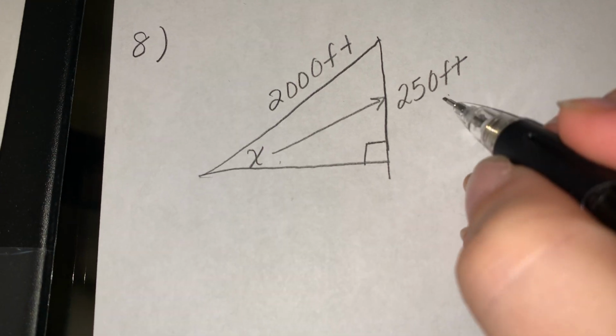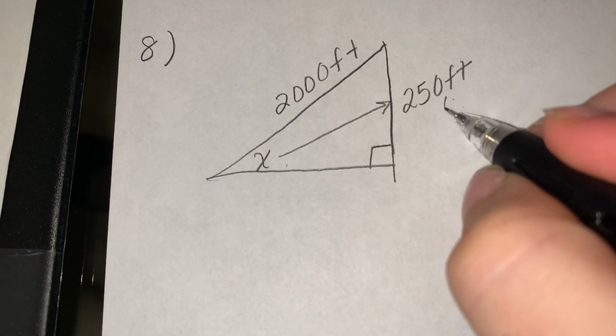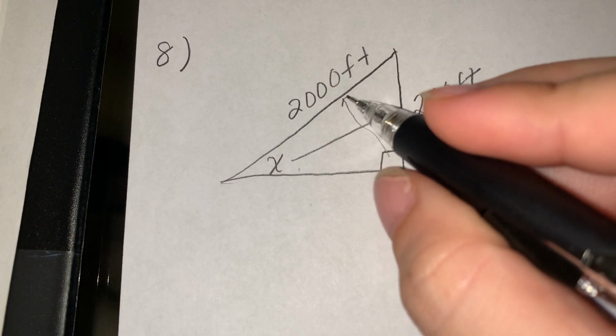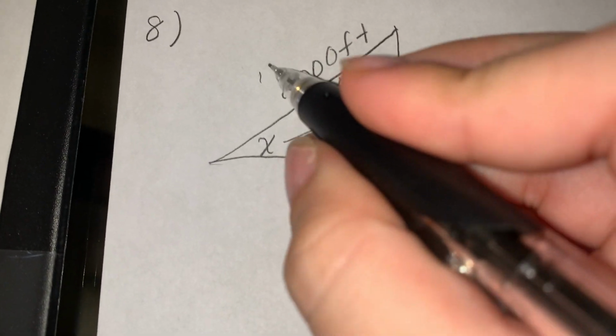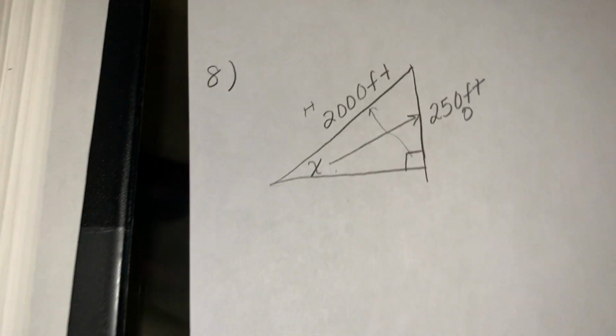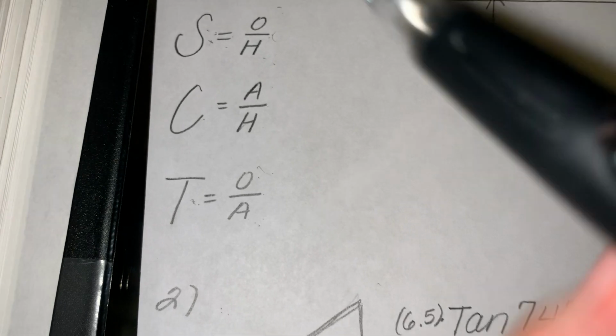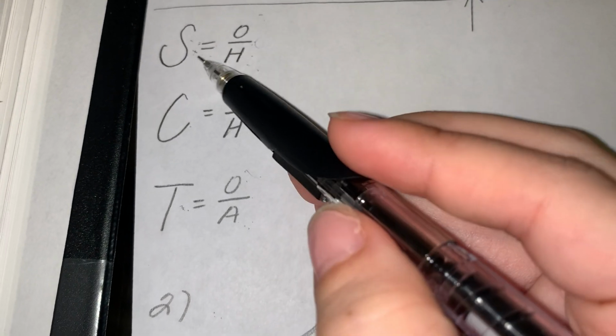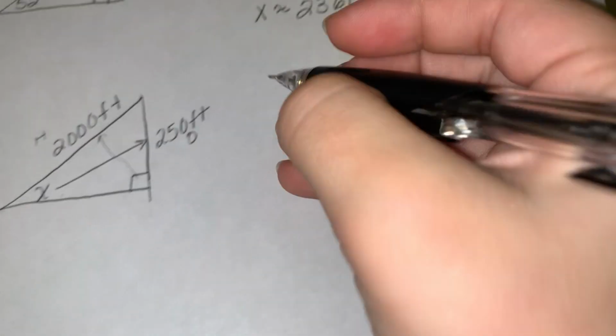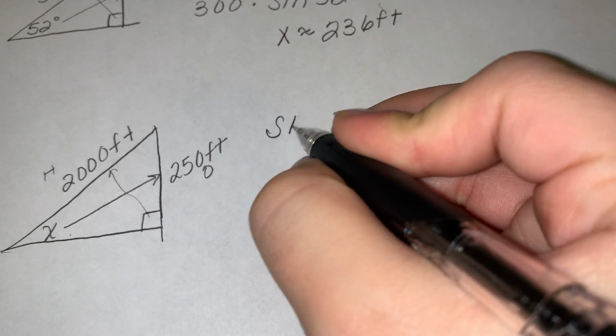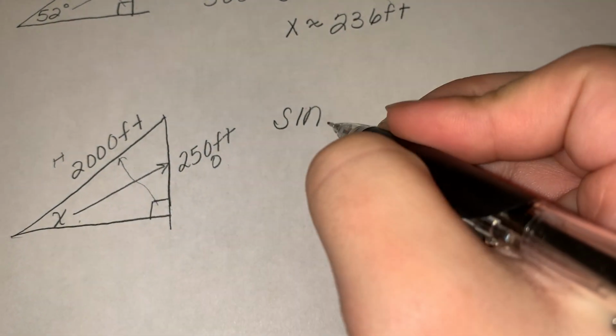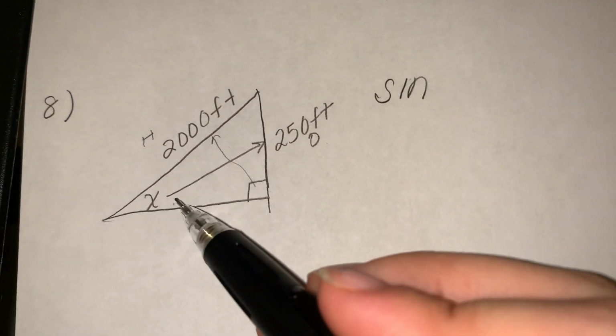So this right here is across, meaning this is my opposite. And hey, again, they give me my hypotenuse. So just as before, if I'm using opposite over hypotenuse, I'm probably using sine. Now, when I set it up, I do the sine of the angle. The problem is I don't know the angle.